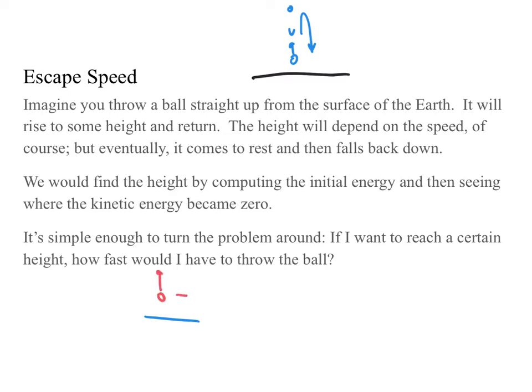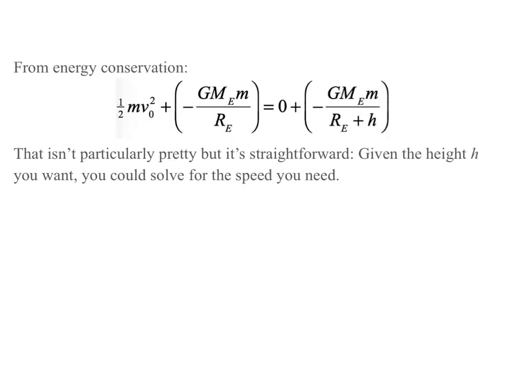If I want to get this height, h, I would say something like a half mv squared is mgh. No big deal. Of course, this is in the circumstance where we can use this as potential energy. And we know that in astronomical systems, not. So if we threw it harder from the surface of the Earth, then we might have to use the minus GMm over r formulation. But we could still do it. It would look something like this. This isn't particularly pretty, but it is very straightforward. Given the height h, you can solve for the speed you need.